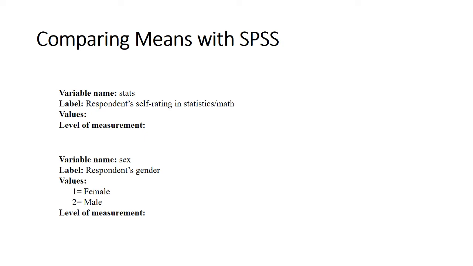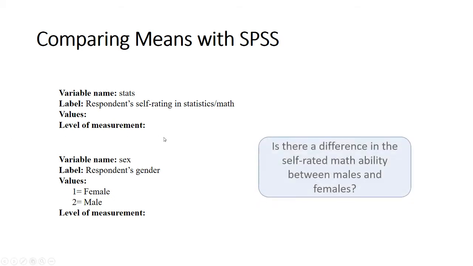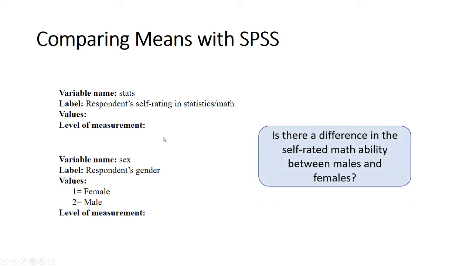In this case, however, we're going to focus on two variables collected during the class survey. That is the variable stats, which is the respondents' self-rated ability in math and statistics, and sex, which is the respondent's gender. And so what we want to do is compare the average self-rating ability between males and females. In other words, we want to know whether or not there is a difference in the self-rated ability in math and statistics between males and females.